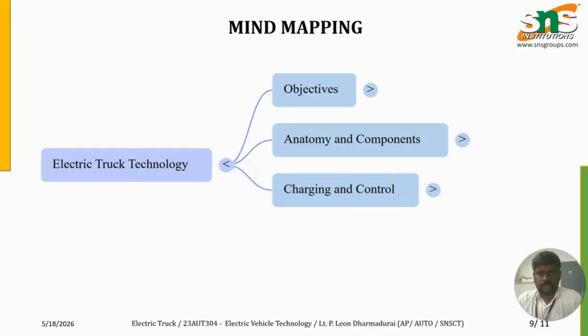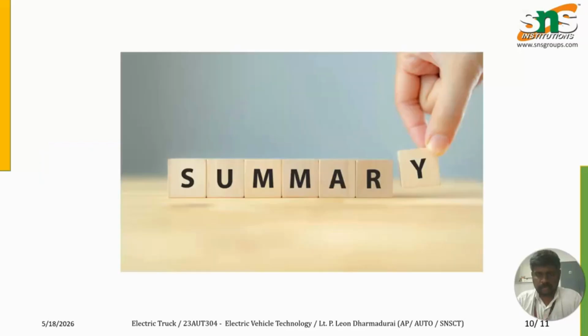Yes, in my mind mapping, we have seen the objectives, the anatomy and components of this electric truck, and also its charging and control. Before ending this session, let us summarize what we have seen so far. We have deeply discussed the main requirement of the electric truck in the DT manner, like empathy, define, ideate, and we have seen the components, construction, and the working of this electric truck. So that's all about this video. Thanks for watching my video. Thank you.